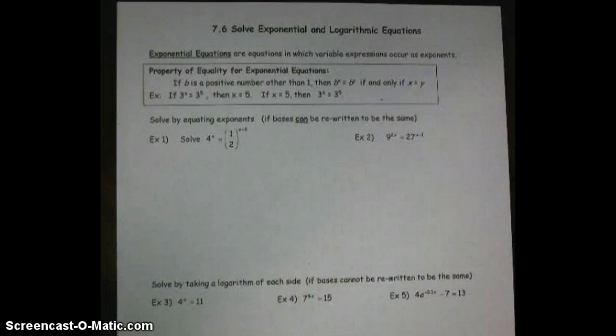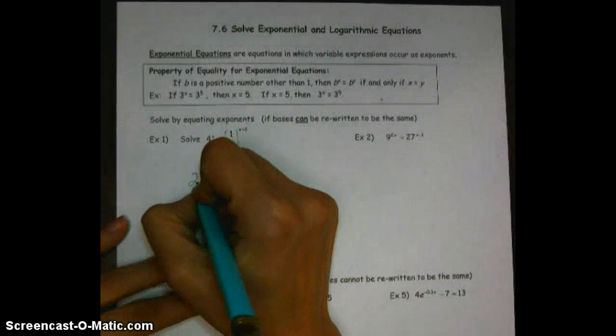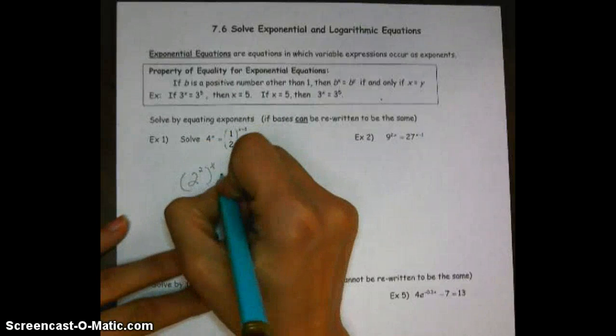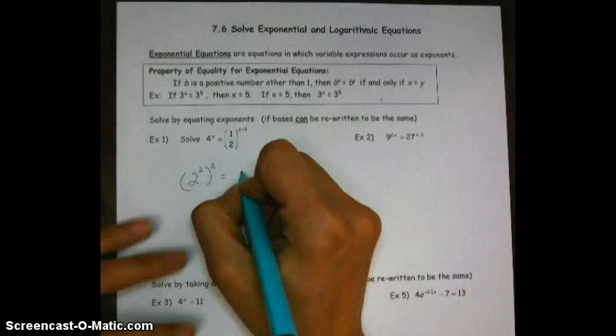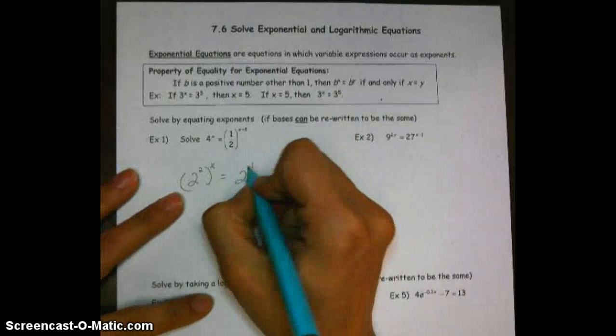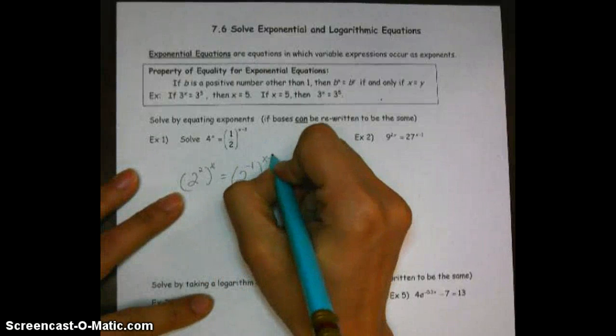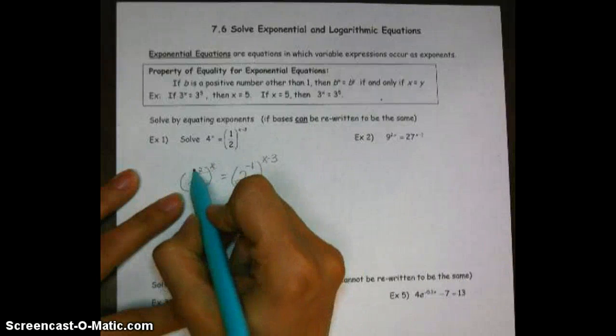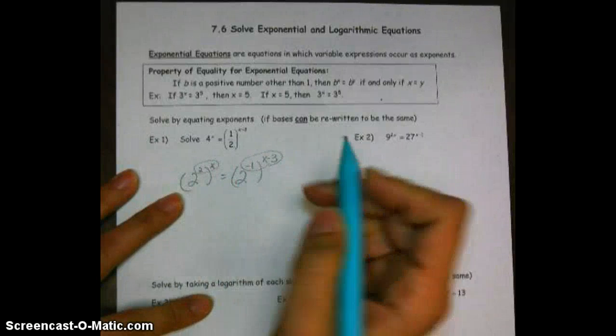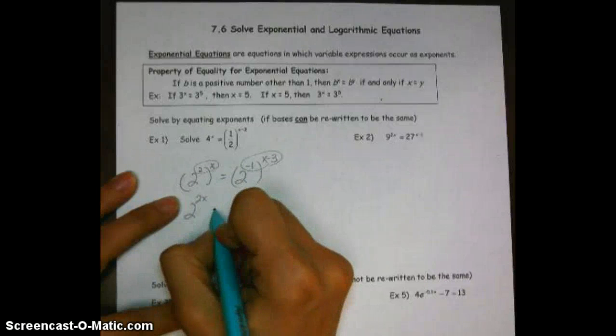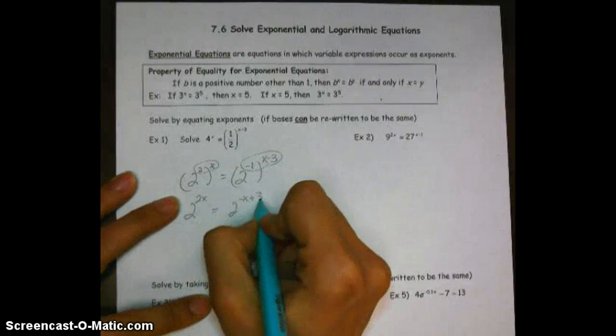So if you look at number one, it's already in exponential form, and I notice that 4 is a base, 1/2 is a base. I can do a change of base on these to a common base, 2. So when I change the base on the left, it is now 2 squared raised to the x power, and 1/2 with base 2 is really 2 to the negative 1 power, and that's being raised to the x minus 3 power. Our power rule says that power raised to a power means multiplication. So now it's 2 to the 2x power equals 2 to the negative x plus 3 power.